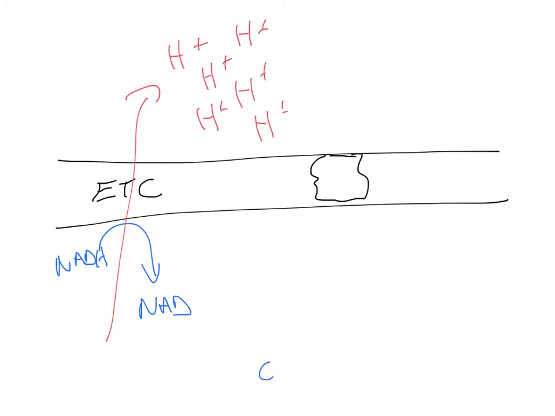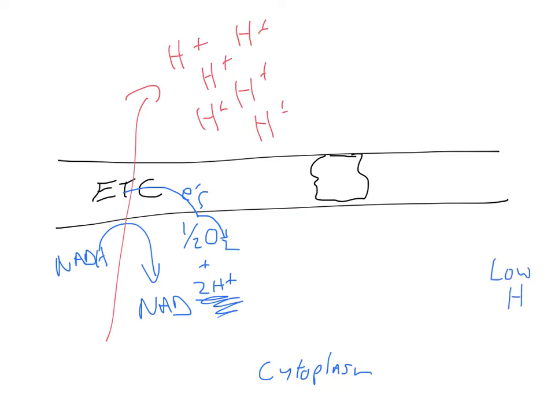So this is my cytoplasm here. When we take the 1/2 O2 plus 2H plus and my electrons, that will consume some H plus on this side. So we're going to have low H plus, high H plus. So now this is going to work just like osmosis.